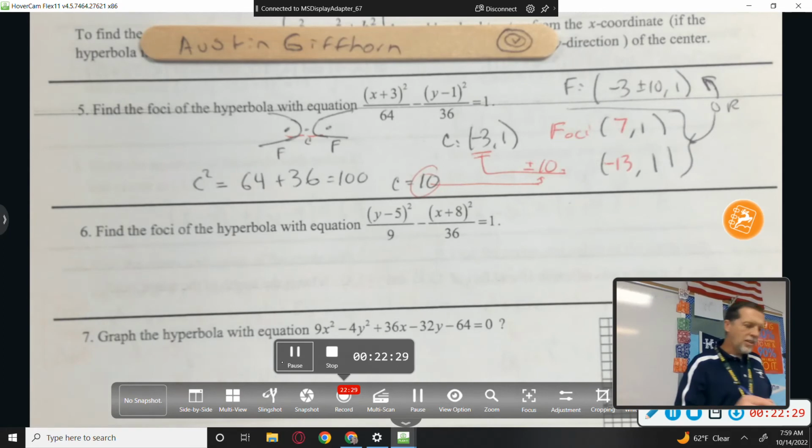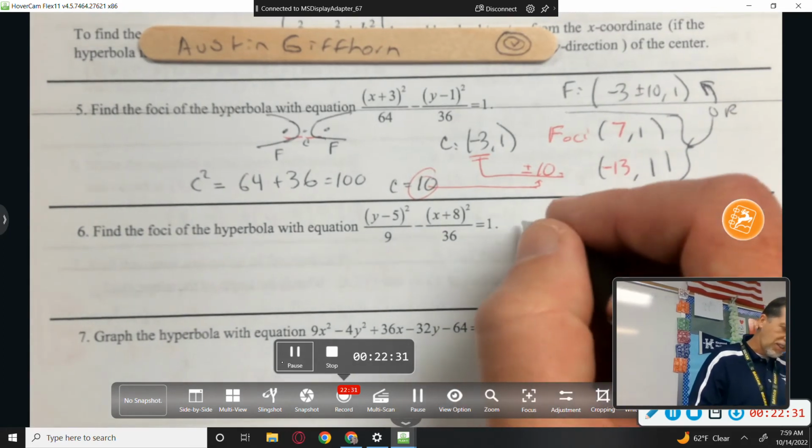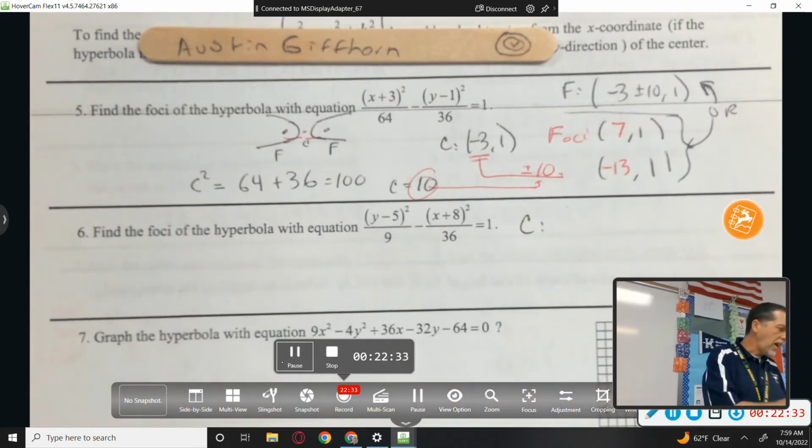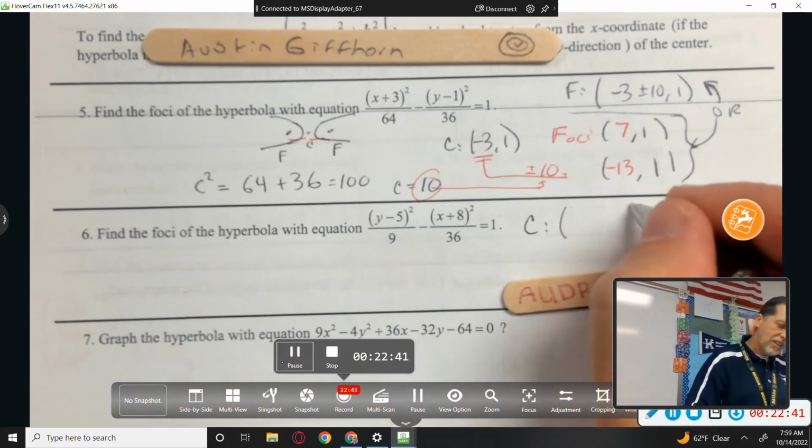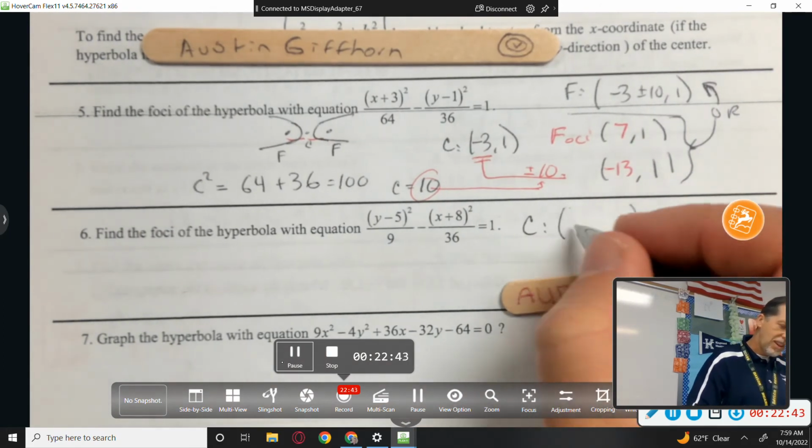We can skip number 6, except that I want Audrey to tell me where the center of number 6 is. Negative 8, 5. Good.